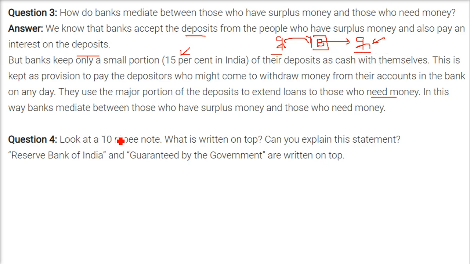Look at a 10 rupee note. Actually, you can look at any note, all the Indian notes. What is written on the top? Can you explain this statement? Reserve Bank of India and guaranteed by the government. What is written on the top?